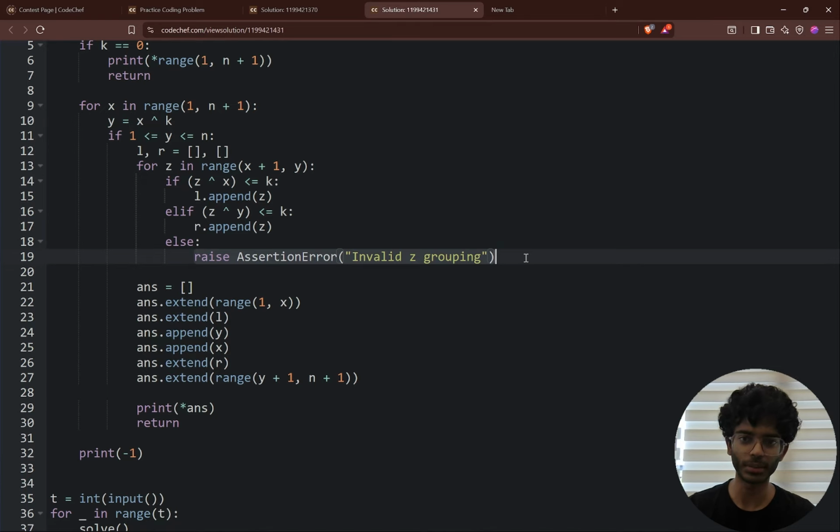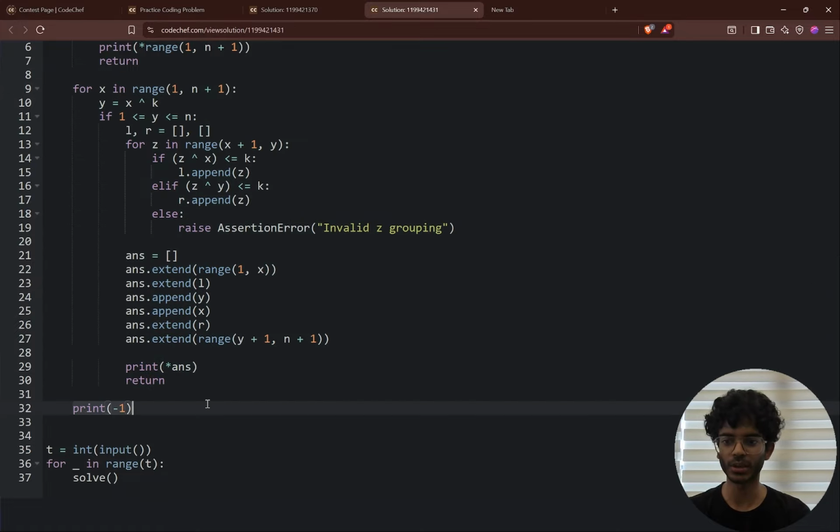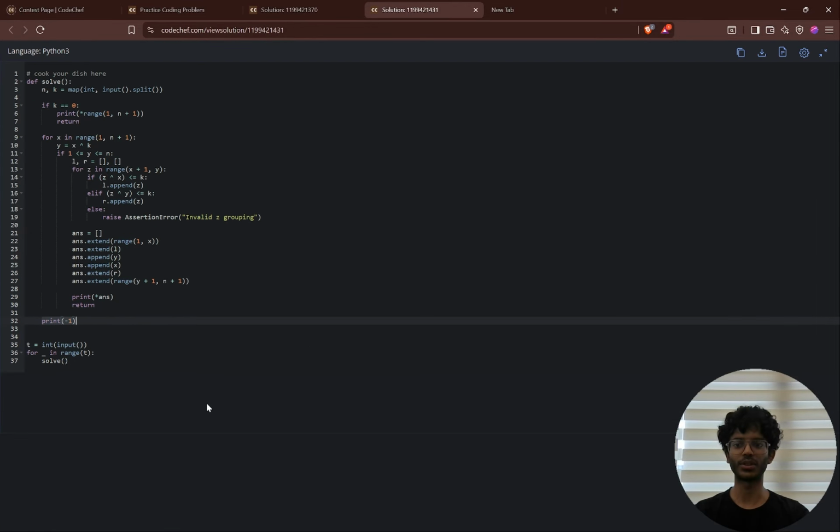Now we'll construct our answer array. So we'll put all the elements from 1 to x minus 1. We'll put all the elements of L. We'll put y. We'll put x. Then we'll put all the elements of R. And then we'll put all the elements from y plus 1 to n. And in the end, we'll simply print our answer. And if no such x, y pair exists, we'll print -1. And yeah, that's pretty much the whole solution. The time complexity of this again is big O of n. And yeah, that was the whole solution.